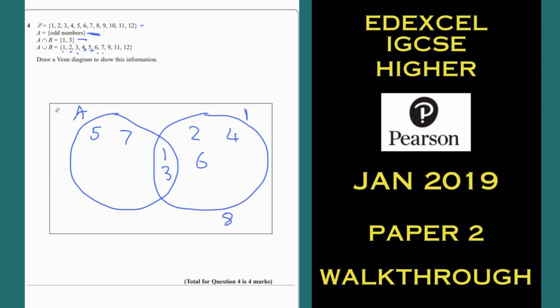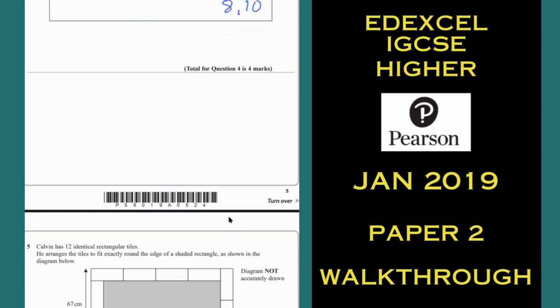Whoops, should really put A and B on there. We've got 9 must appear in these two circles. Well, it's odd, so it goes into A. 10's been missed, so goes in the outside zone. 11, that's got to be in these two circles. Well, it's odd, so it has to go there. 12 is even, so it has to go there. Yeah, it's a strange way of wording those, but take your time. 4 marks, bit of a goldmine, really.